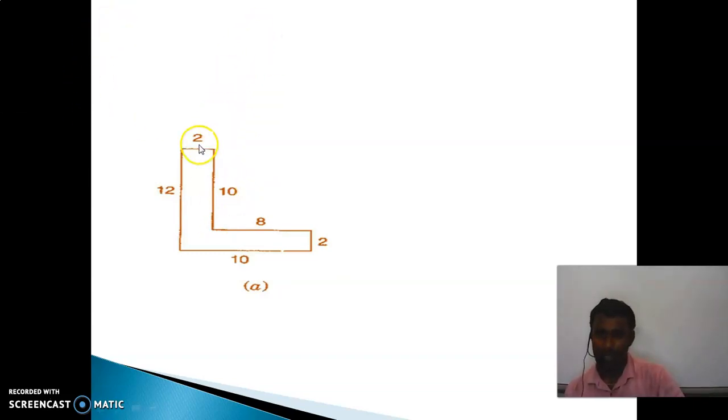See here, 2 represents 2 cm, 10 represents 10 cm, 12 represents 12 cm, 8. That means, what are these? From here to here, 10 cm. From here to here, 8 cm. From here to here, 2 cm. From here to here, 10 cm. From here to here, 12 cm. From here to here, 2 cm. So do you know what kind of shape it is?